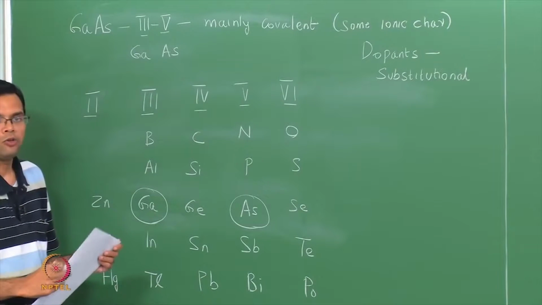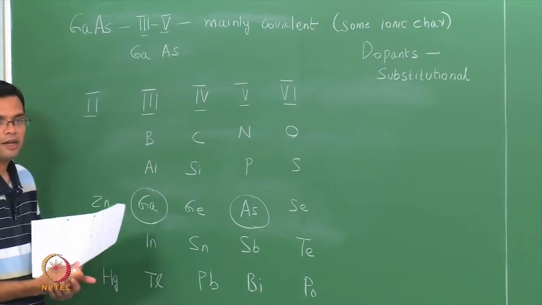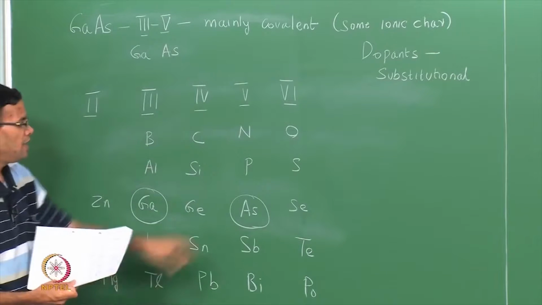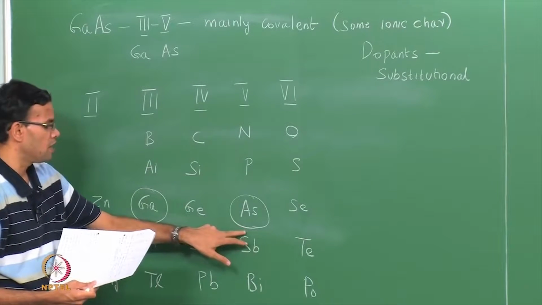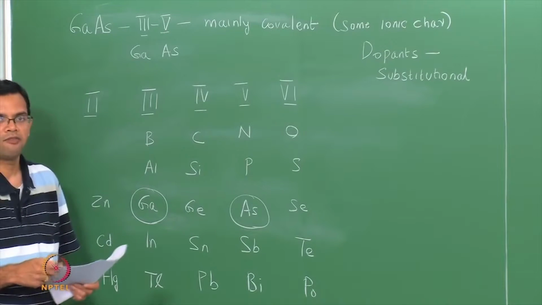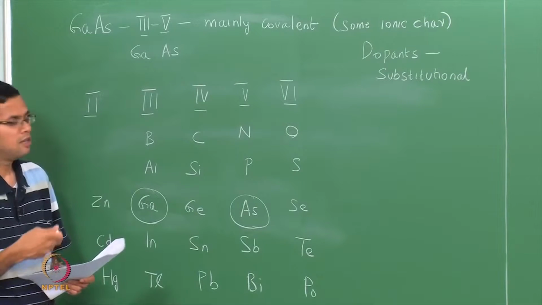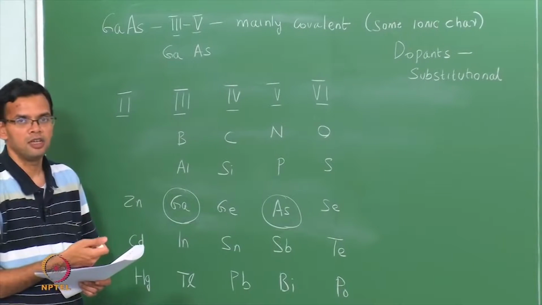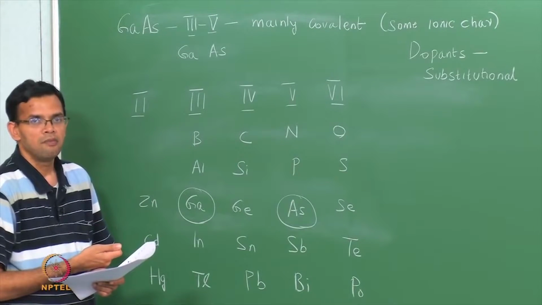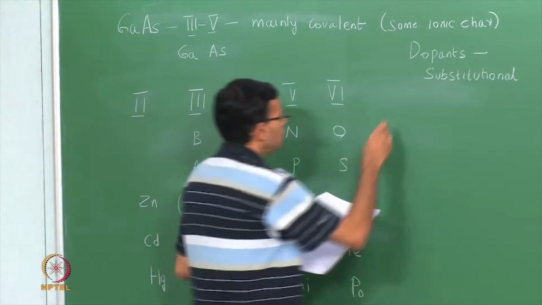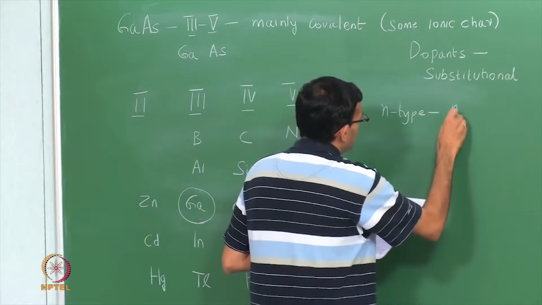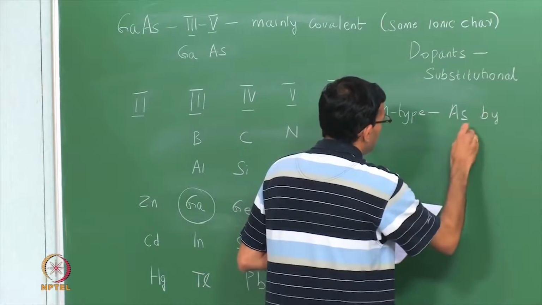So, let us say I want to make an n-type gallium arsenide. I would typically choose elements from group 6, because these elements have one more electron as compared to arsenic. So, if an element from group 6 replaces arsenic, we will have one extra electron, and if this extra electron is in a shallow state, if it is easily ionizable, it can get ionized to the conduction band and be available for conduction. So, to form n-type, we are going to replace arsenic by group 6.